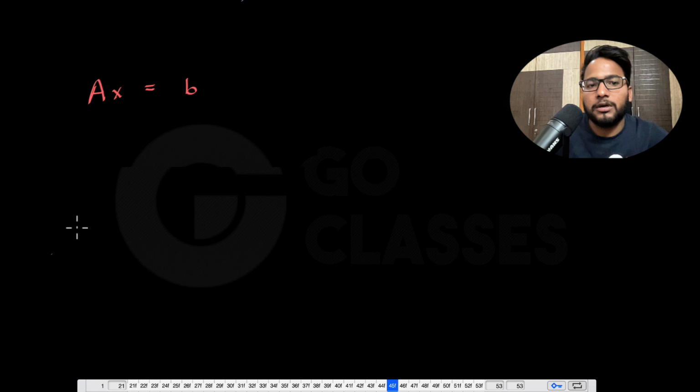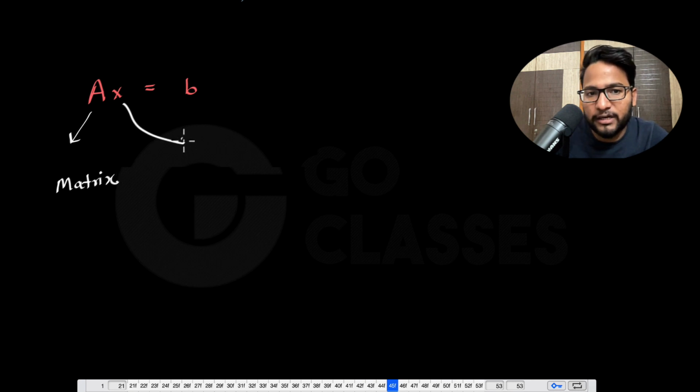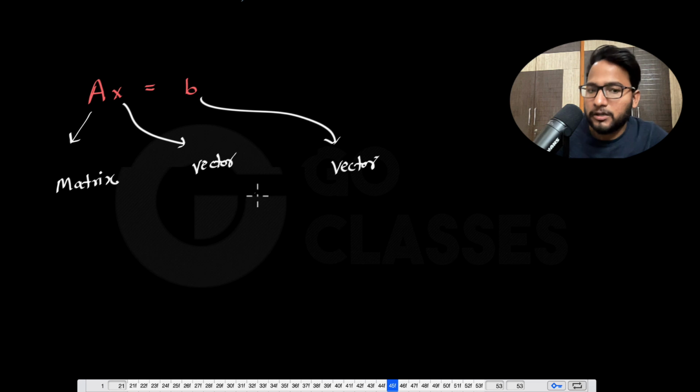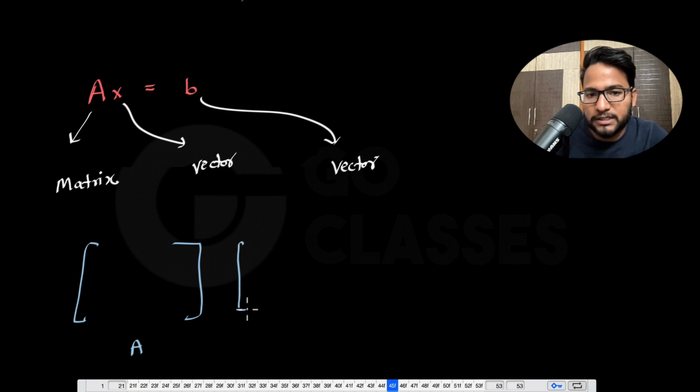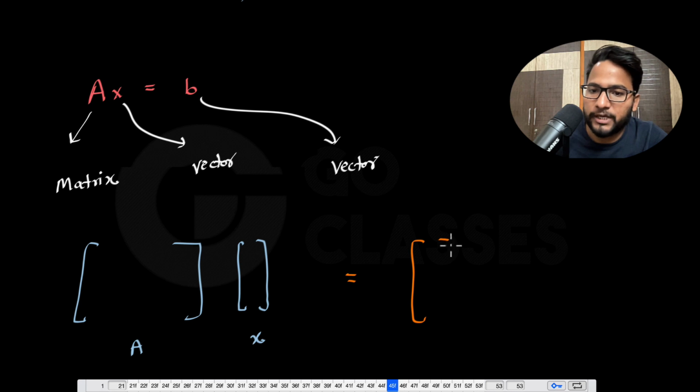So now let's see what this A is. As you know, A is a matrix. And what is this x? x is a vector. And what is this b? b is also a vector, right? So here what we are doing is multiplying a matrix A with a vector x, and finally we are getting another vector which is b. That's what this Ax equal to b is.